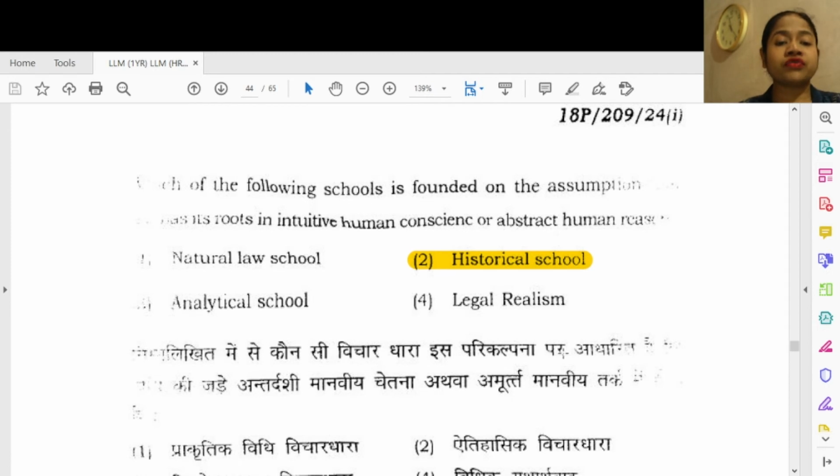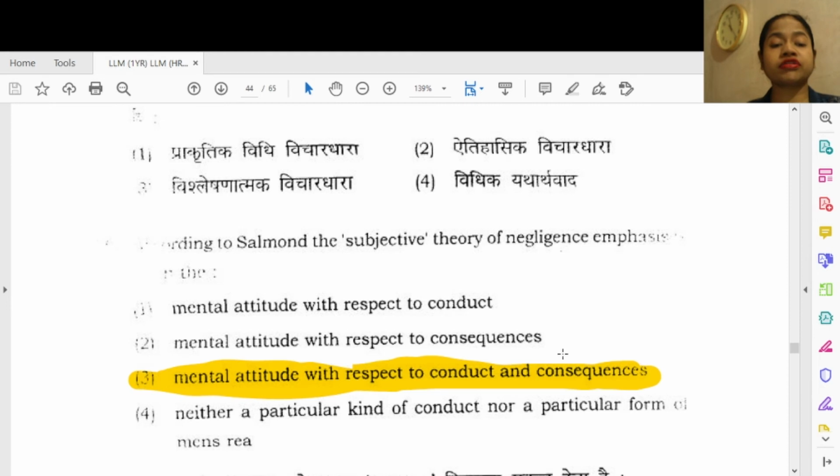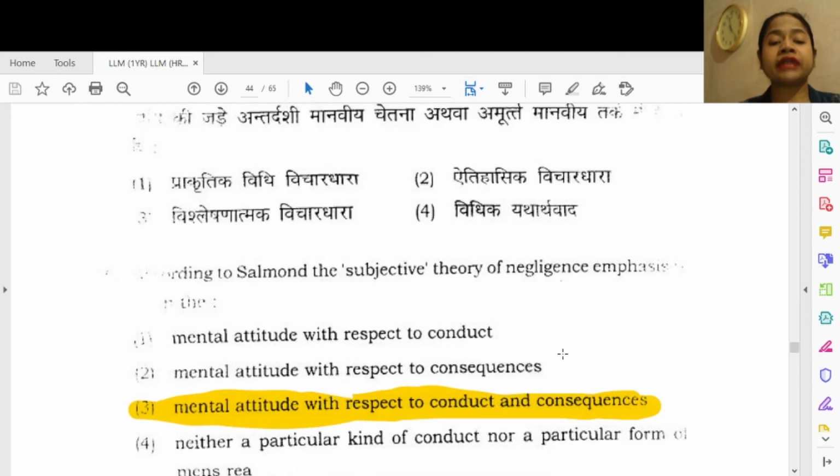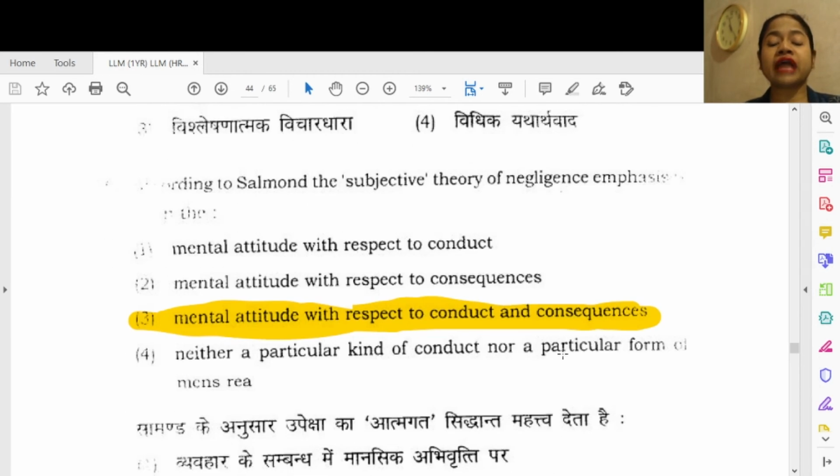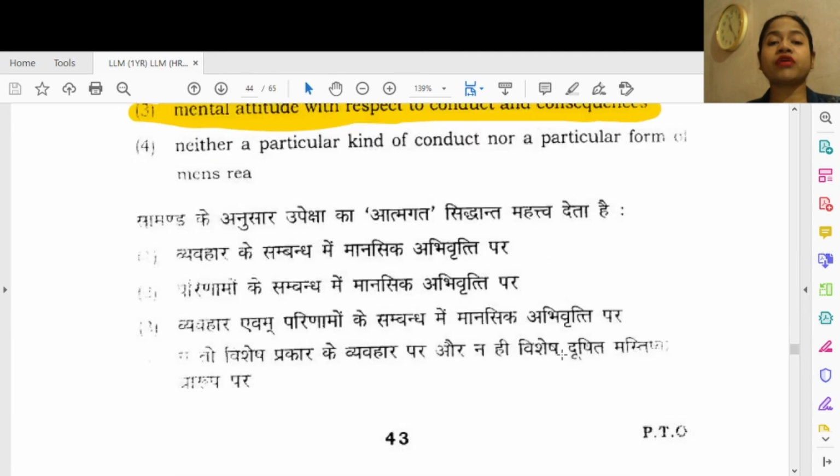The next question, which of the following schools is founded on the assumption that it has its roots in intuitive human conscience or human reason? This is option number 2, historical school. According to Salmond, the subjective theory of negligence emphasizes on mental attitude with respect to conduct and consequences both. So Salmond's subjective theory of negligence is based on mental attitude with respect to conduct and consequences.